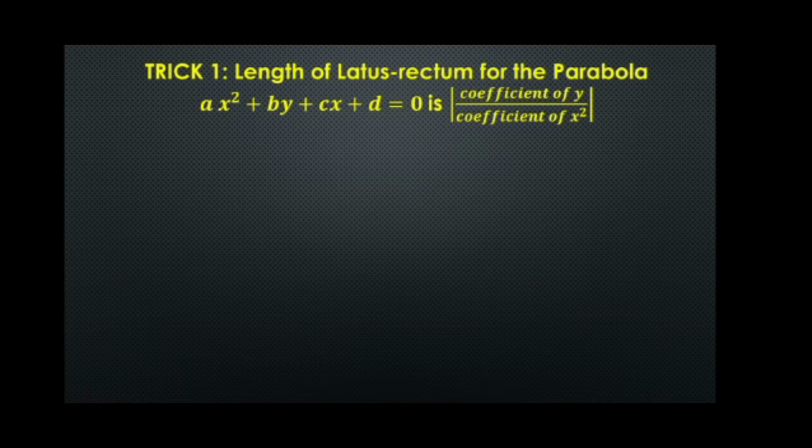Trick 1: the length of the latus rectum for the parabola ax square plus by plus cx plus d equal to 0 is modulus of coefficient of y divided by coefficient of x square.